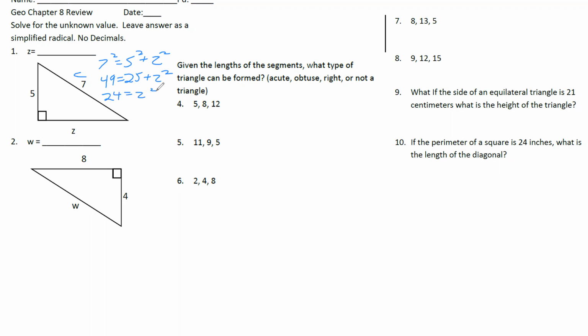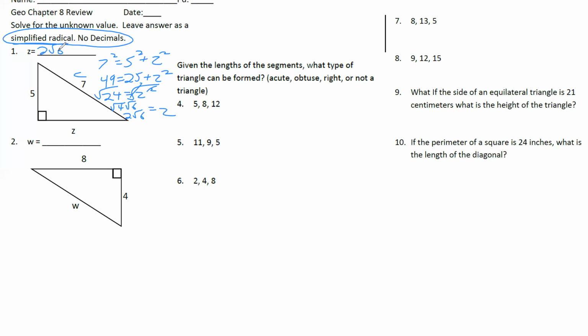Now we can simplify this. So it says simplified radical, no decimals. All right. So we can take this and simplify it. We have 24. We're going to break it down into 4 and 6. We can take the square root of 4, that'd be 2. So we get 2 radical 6 as our final answer. I forgot to show there, we took the square root of those to get rid of the square. That's why we did that. And our answer is 2 radical 6.